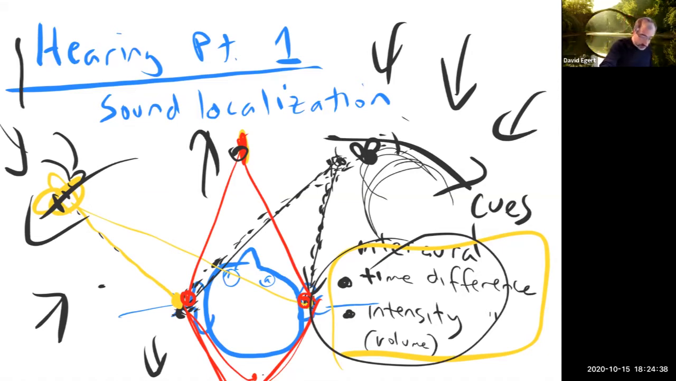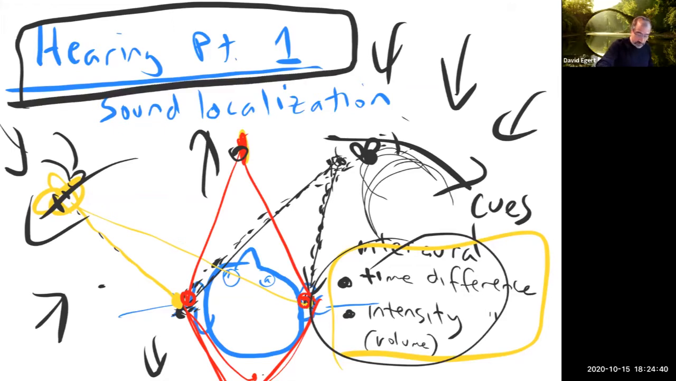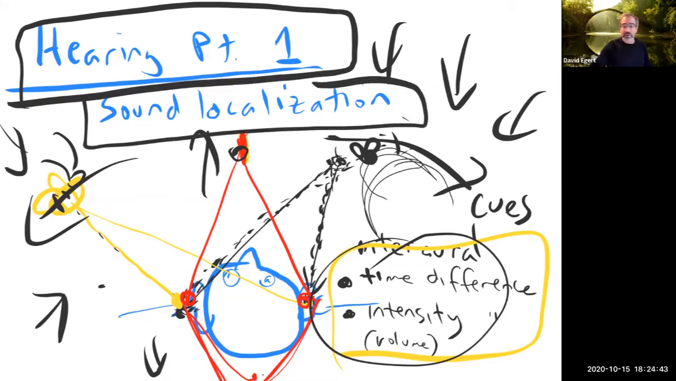Okay, so that's hearing part one. Sound localization. You got to do at home. It's not going to take too much time, right? You just have to find a willing participant and snap around them and just record what you find.